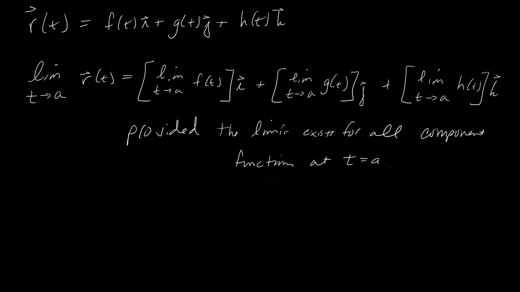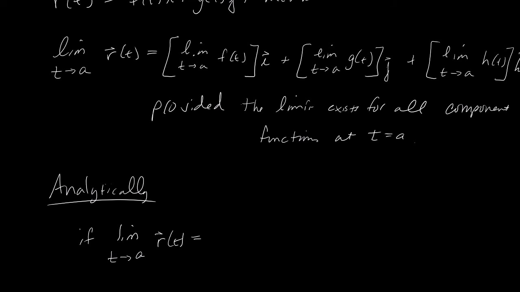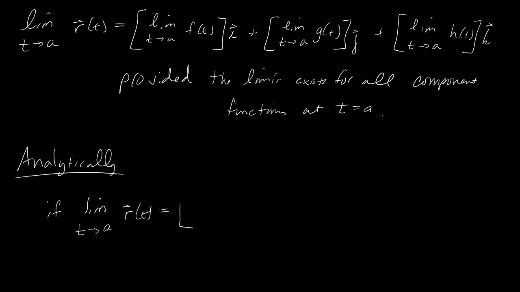All right, so analytically, let's write that out. Analytically, that is, if the limit as t approaches a of r of t is equal to L, capital L, and L is a vector because that limit is a vector, then the magnitude of r of t minus L approaches 0 as t approaches a. So there's the analytical version.